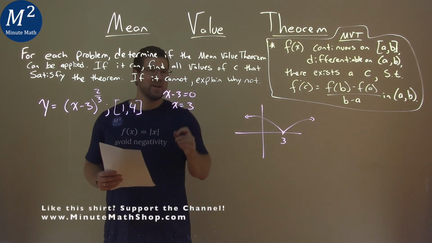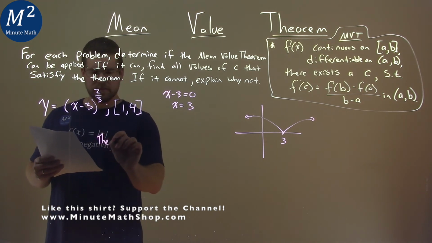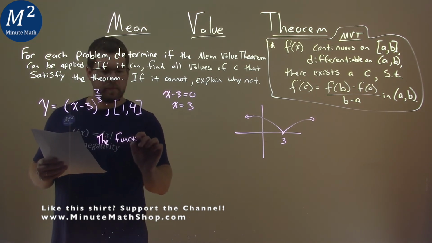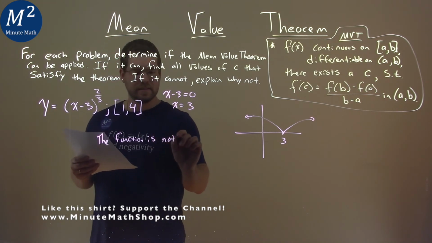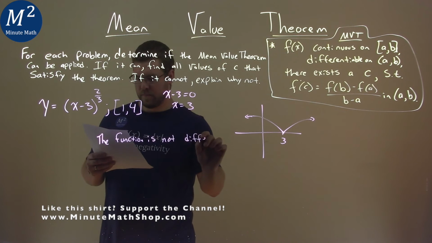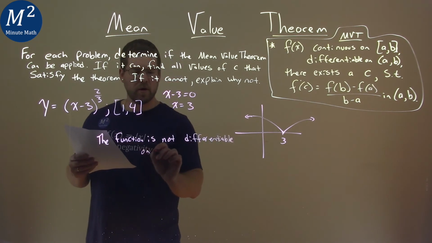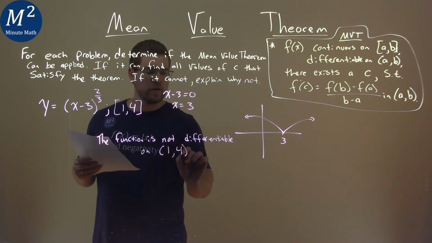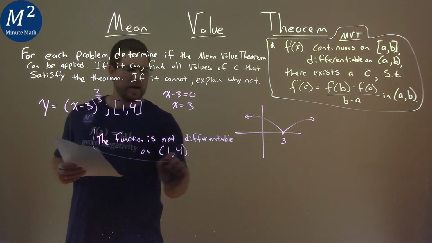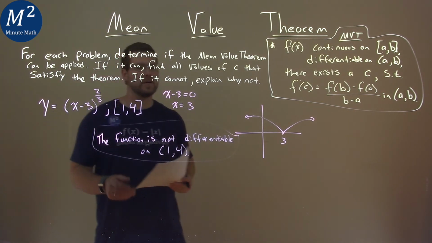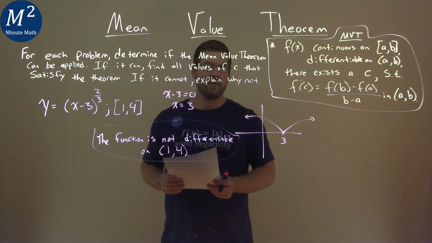That means we cannot apply the mean value theorem. So the reason here is the function is not differentiable on our interval from 1 to 4. And notice again the parentheses there, because it's the open interval from 1 to 4. So again, our final answer here is the function is not differentiable on our interval from parentheses 1 to 4.